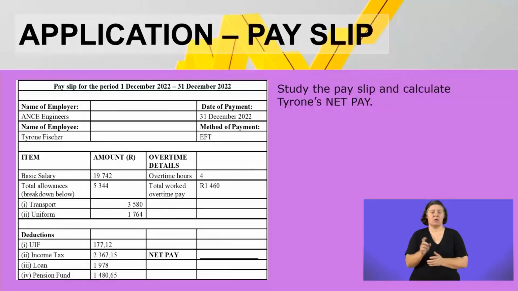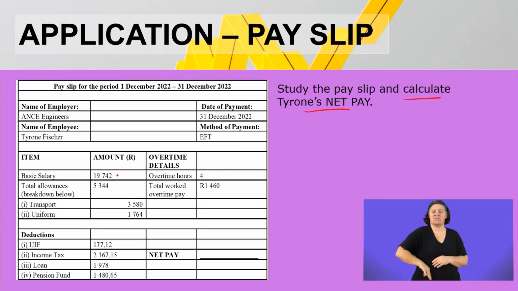So what I see here is application of a pay slip. The question says, study the pay slip and calculate Tyrant's net pay. Remember, how do we calculate net pay? We take our gross pay minus all our deductions. So we can see here, he earns a basic salary of 19,742 Rand. His total allowances are 5,344 Rand, and that's made up of these two amounts here, the 3,580 as well as the 1,764 Rand. Then also overtime hours.